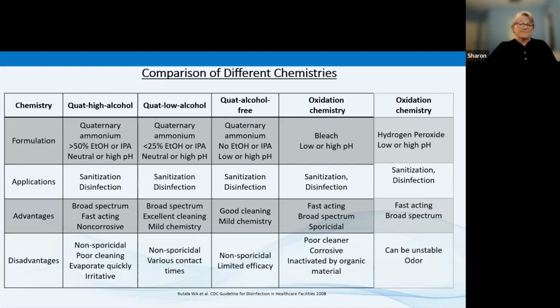It can cause staining, irritation, and it can be corrosive. Peroxygens are those hydrogen peroxide compounds. They're fast acting. They have a broad spectrum of activity. They break down into environmentally friendly products like water and oxygen. They can be unstable, and their effectiveness decreases at low concentrations, so high concentrations are needed. And they can have an unpleasant odor. Sometimes some people liken them to the smell of rotten eggs.